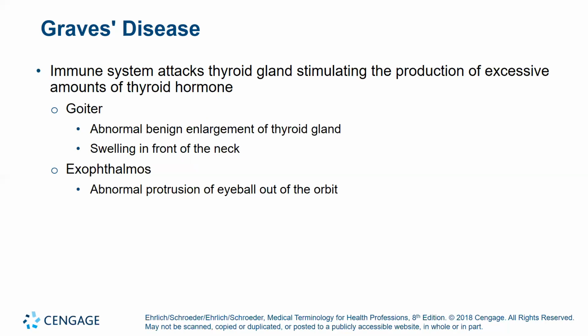Goiter, a few terms underneath this one. Goiter is just a swelling in the front of the neck. It's an abnormal, benign enlargement of the thyroid gland. We have exophthalmos. This is an abnormal protrusion of the eyeball out of the orbit.